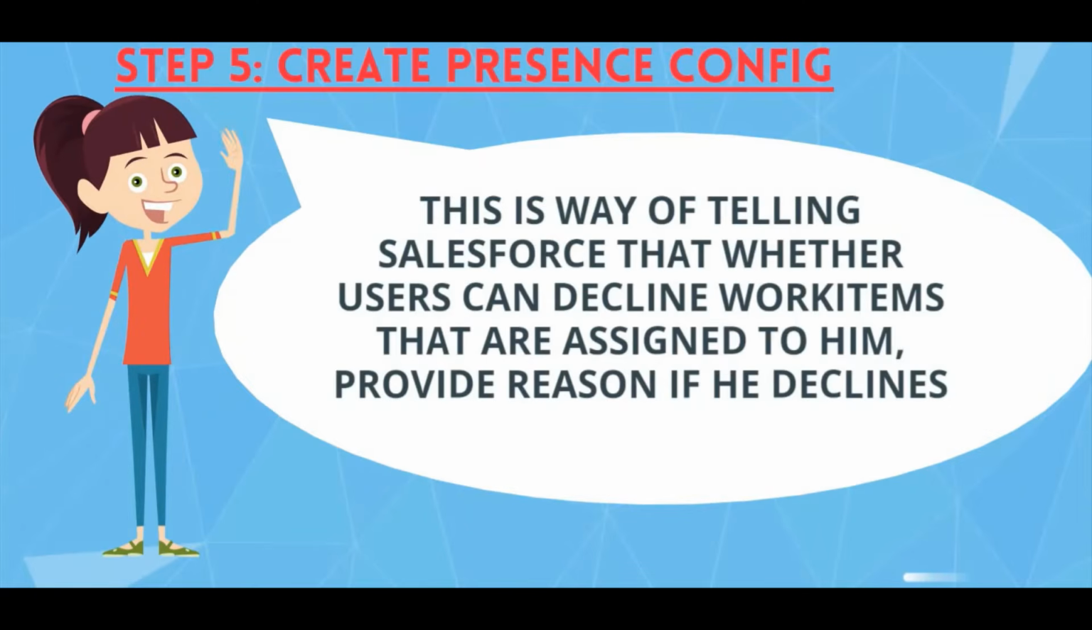So step 5, create presence config. In this config, you can tell Salesforce whether the users or the agents will have an ability to decline any tickets that come into their bucket. OmniChannel will assign the cases, right? Users can have the ability to decline it. If they decline it, we can also give them an option to provide the reason. This kind of ability can be configured in this presence config.